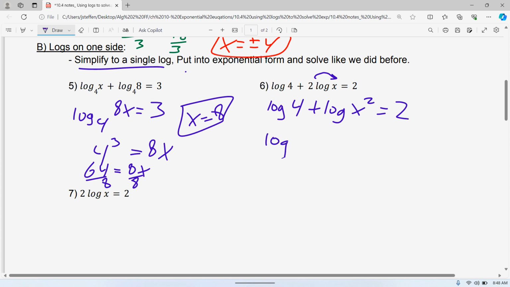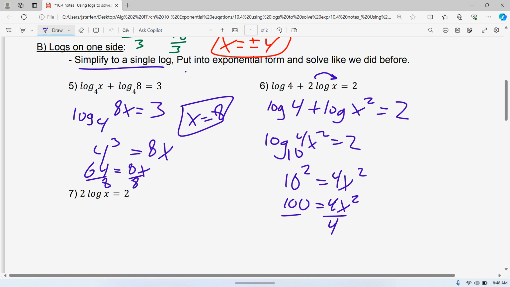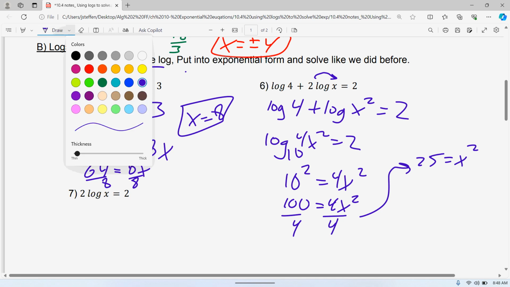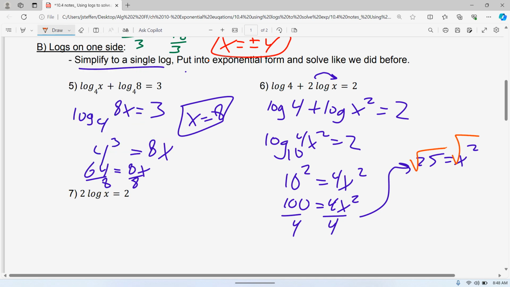So this is log of 4x squared is equal to 2. And this is why I want to put in a base 10. It's not a bad idea because now I'm putting it in exponential form. And for some of you, I think it helps to see that 10 in there. So it's 10 squared is equal to 4x squared. So 10 squared is 100. It's equal to 4x squared. Divide both sides by 4. You get 25 is equal to x squared. And then again, from here, you just take the square root of both sides. We get plus or minus 5.